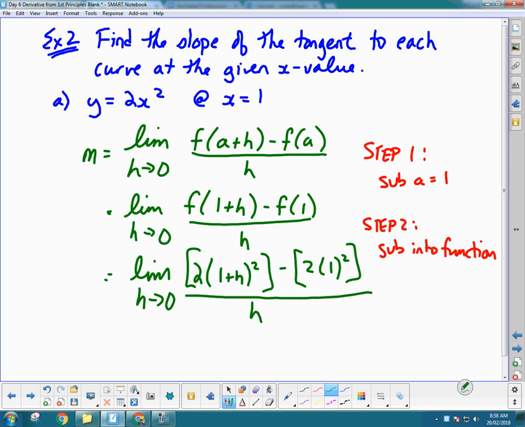The other common mistake that people make is they forget to write that divide by h, because you're going to be paying attention to all this math you're doing on the top. If you forget to write that divide by h, that's a big issue. Okay, so don't forget that part.